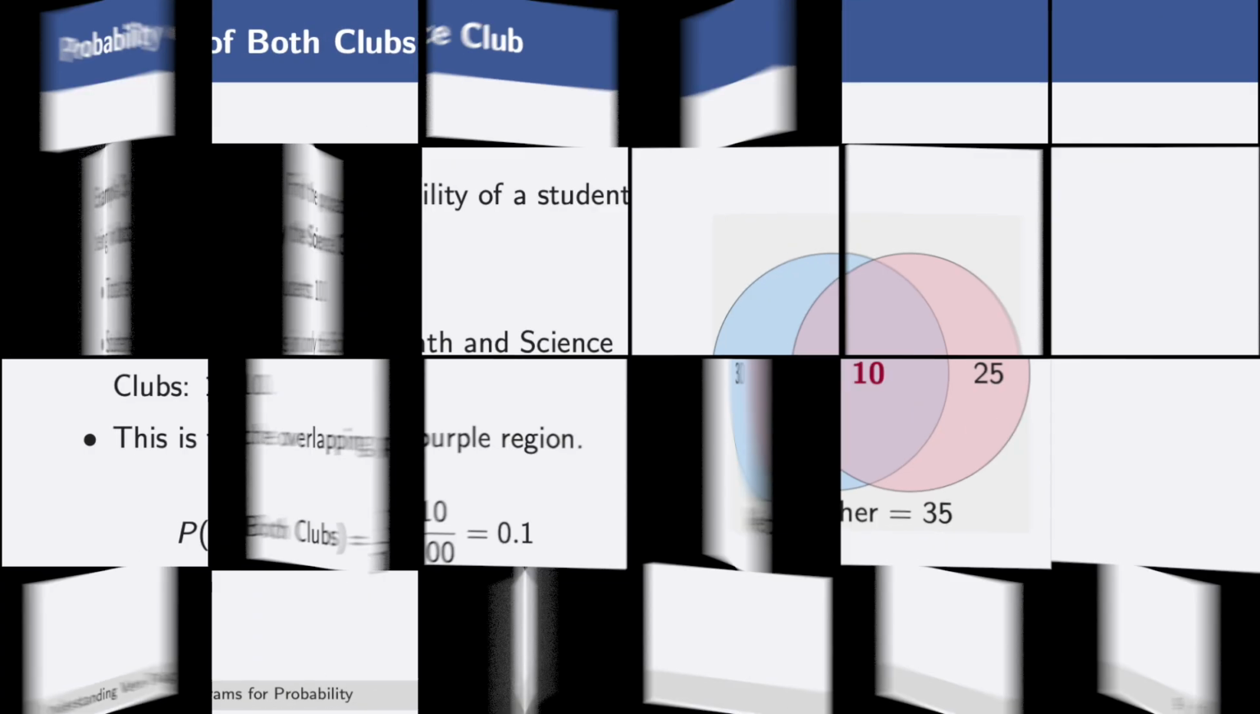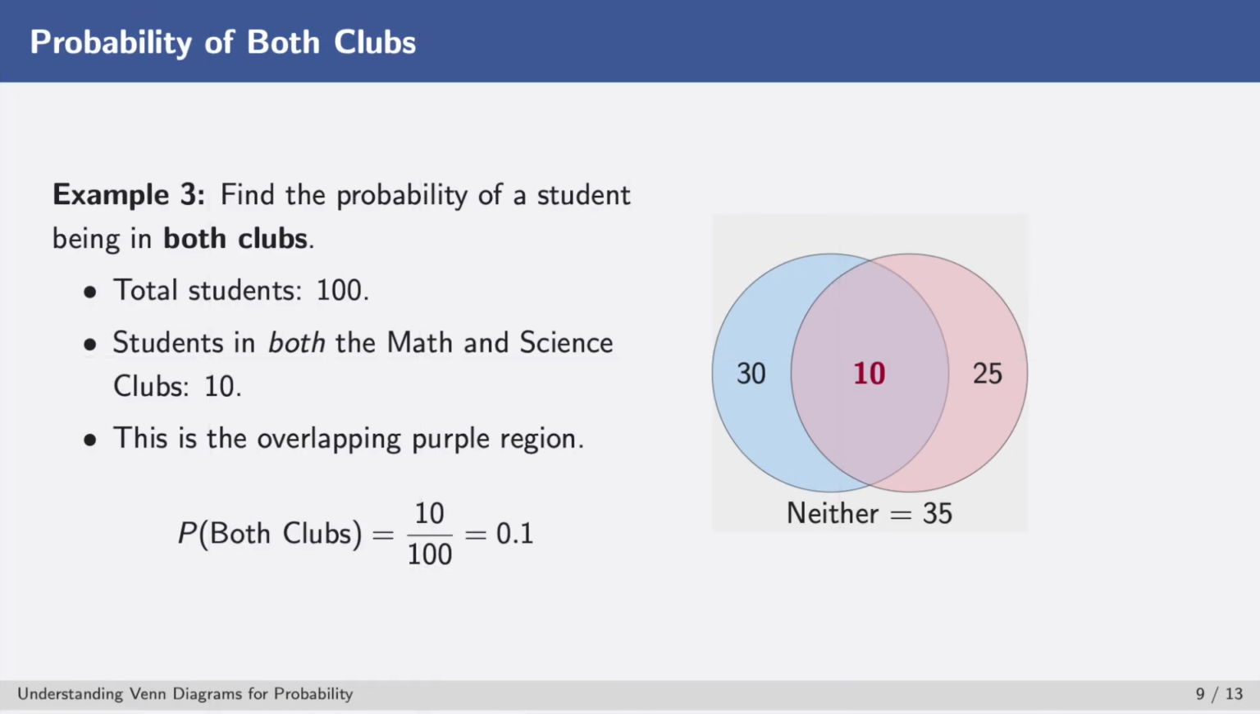Let's turn to the next page to calculate the probability of selecting a student who is a member of both clubs. In example 3, we're calculating the probability of a student being in both clubs. Referring to the Venn diagram, we see that there are 10 students in the purple overlapping area who are members of both the math and science clubs. To find this probability, we take those 10 students and divide it by the total of 100. This gives us 0.1, so there's a 10% chance of choosing a student who's in both clubs.